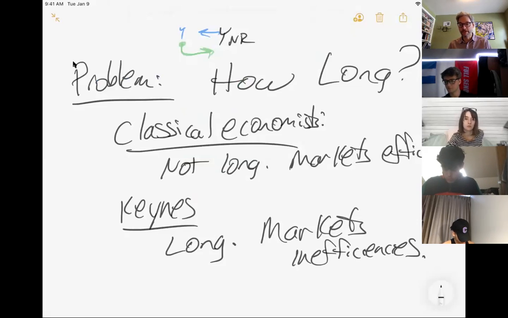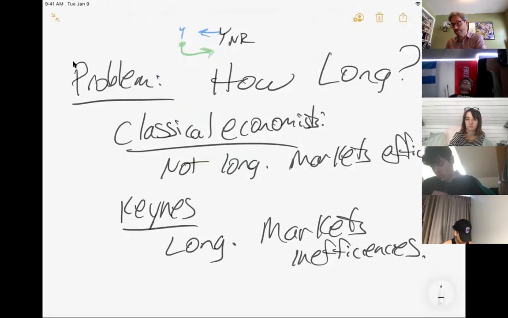So Keynesians look at the world and they see this complicated system by which many, many things have to essentially get in order before the economy starts to work at full output again. And how long will it take those things to work? A long time.